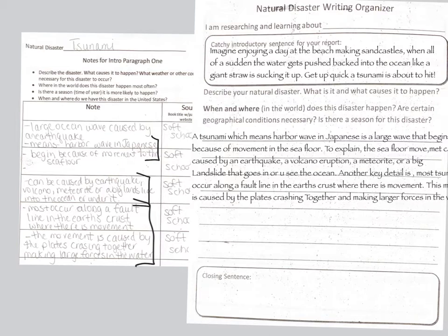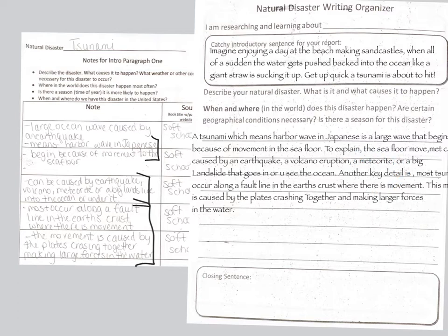Move this sentence over a little bit here. Okay, so now I've put together all of my facts and details into a coherent and orderly sequence to make it make sense. I have used my notes on the side. I've used transition words. I have used "to explain," and I also said "another key detail is."